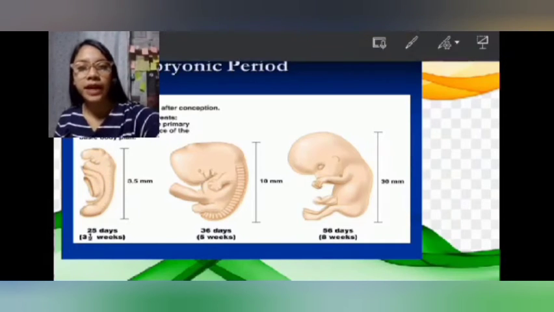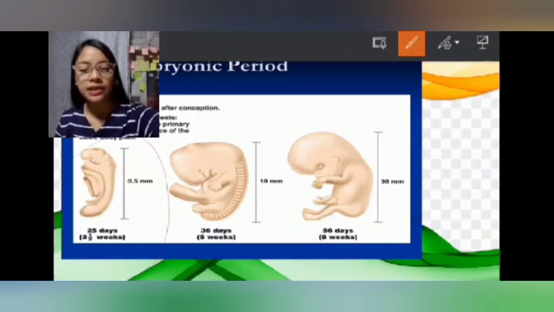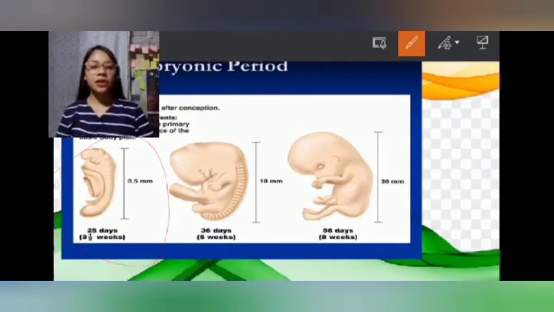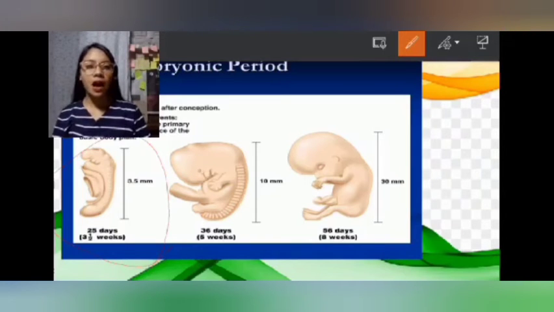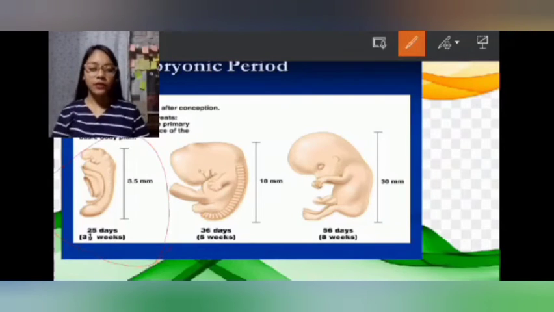So this is the letter A, where cell differentiation intensifies. It is 3.5 millimeters in 25 days, or 3.5 weeks. The beginning of the third week after conception marks the start of the embryonic period, a time when the mass of cells becomes distinct as a human.